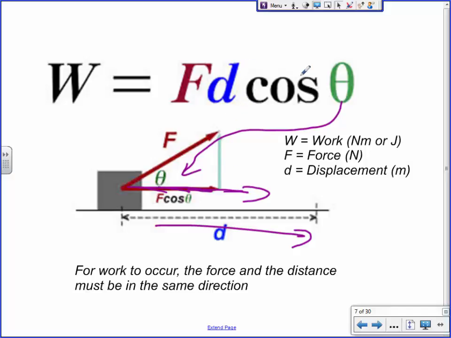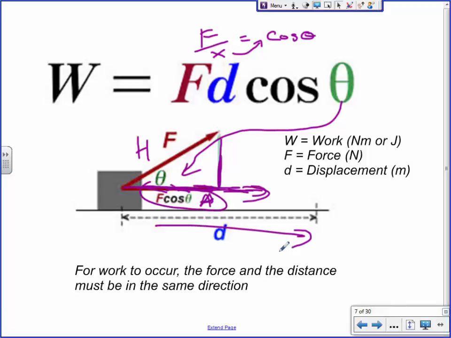Here's the proof for how this works. You know how cosine is adjacent over hypotenuse? If this is your angle right here, there's your hypotenuse, and here's your adjacent. So the x-direction amount of the force would be equal to the force times cosine of theta. That makes sense? So basically the formula is already made for you. If you want to figure out how much work you do, it's got to be force times distance, but it's got to be times the cosine, so you account for it being the adjacent component.